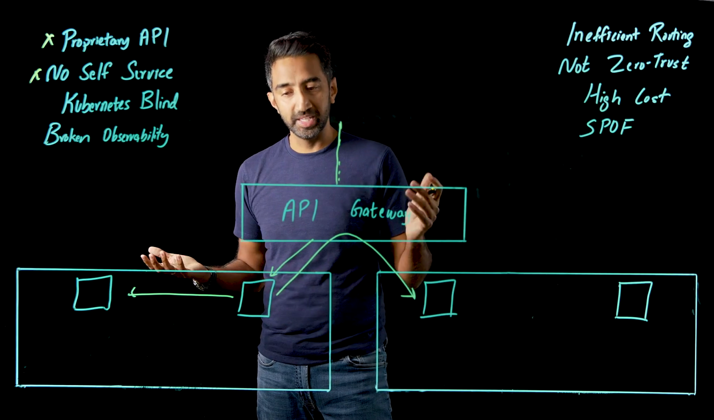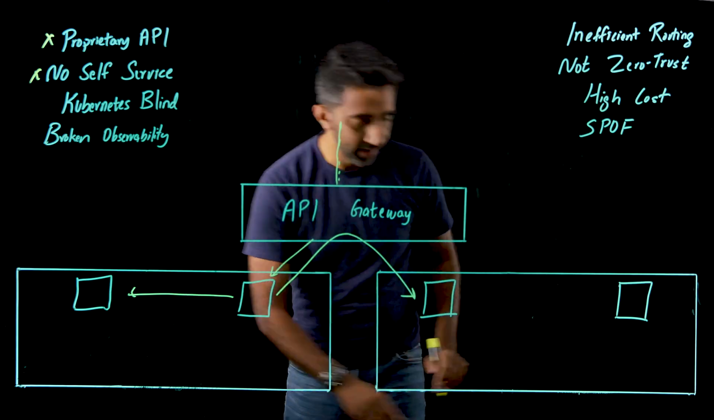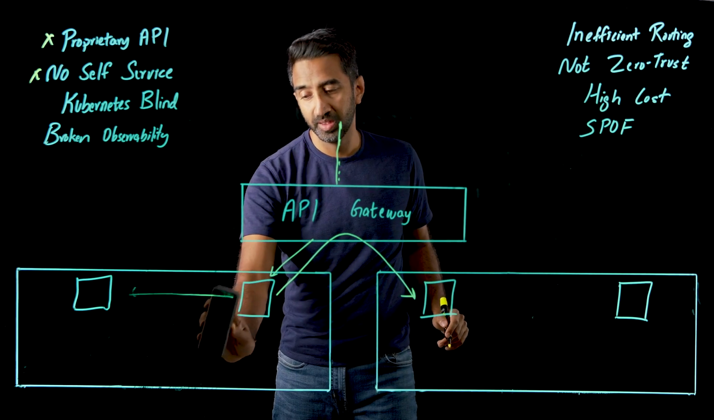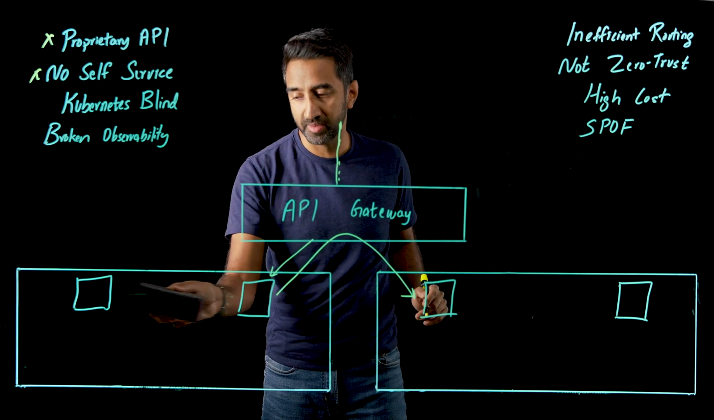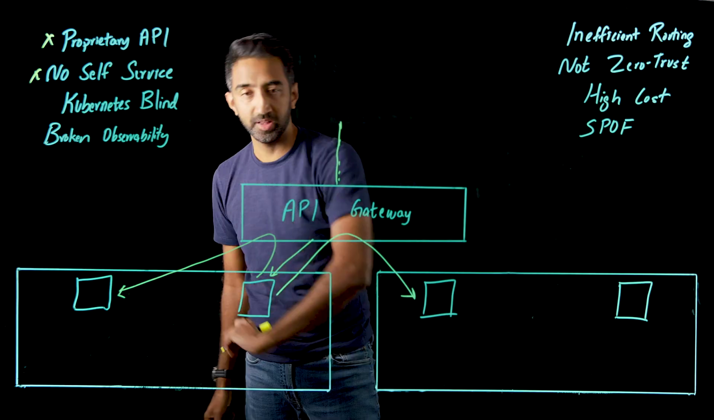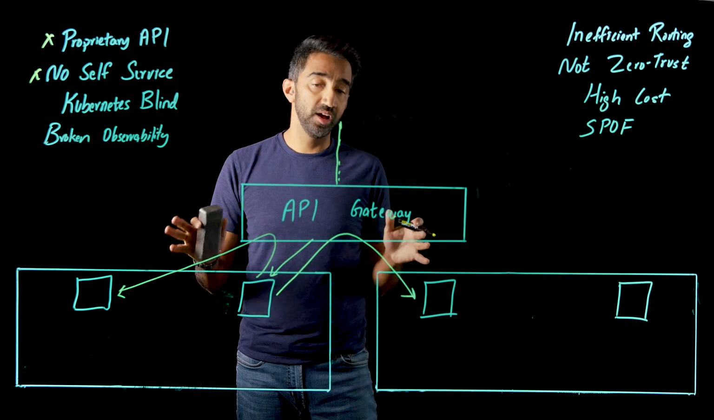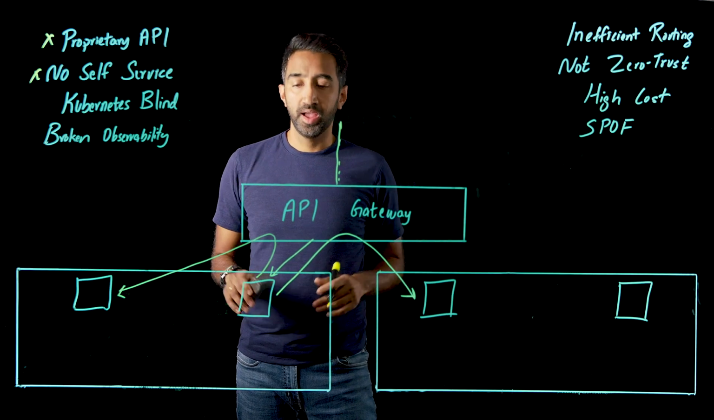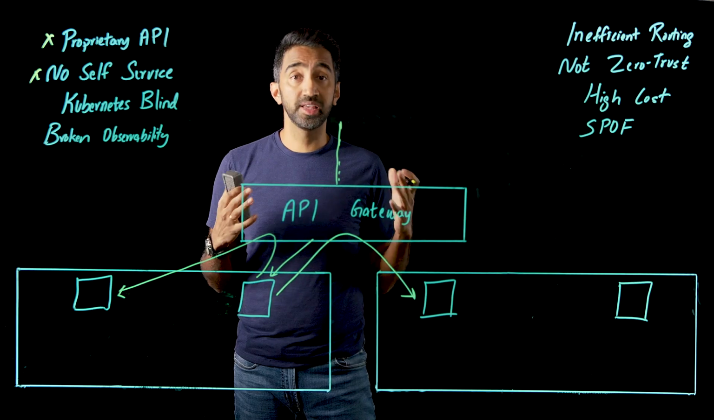So what we see teams do is, instead of going direct, they will actually hairpin that traffic around the API gateway, even in the same cluster, right? So there's a lot of hairpinning that's going on here. So a lot of things start breaking down here.